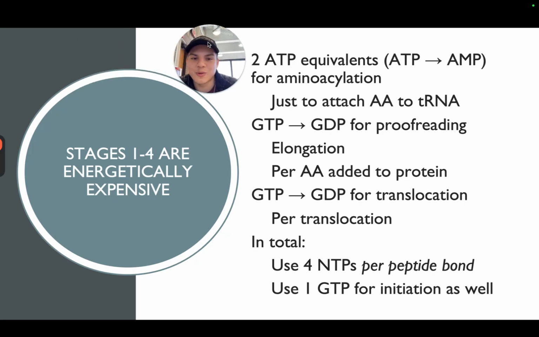And so stages 1 and 4 are very expensive. We have 2 ATP equivalents for just the aminoacylation, so activating our tRNA with the amino acid takes 2 equivalents. Then we have our GTP hydrolyzing to GDP for proofreading. We also have elongation, so for every amino acid that's added, we have to hydrolyze. And then GTP is hydrolyzed into GDP for translocation, moving it from the A site to the P and from the P site to the E. So in total, 4 NTPs are used per peptide bond, and 1 GTP is used for initiation.